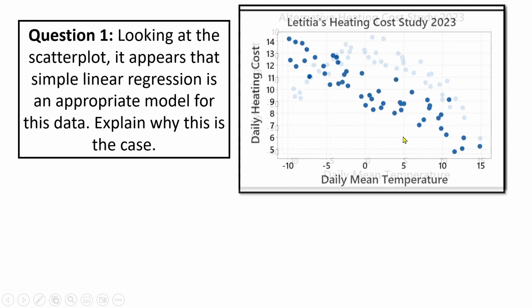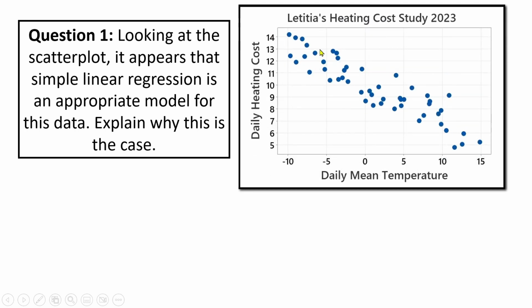Now, what we want to see is a linear relationship of some kind. There must be evidence of that in appearance before we can go ahead and use linear regression to come up with a model.